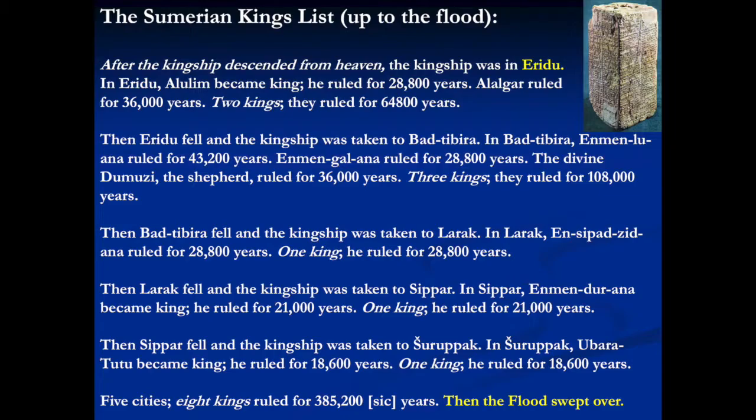All these are huge numbers, and this takes us up to 5 cities. 8 kings ruled over 385,200 years. He can't do his addition. You go and check it, you find he's way off. Then the flood swept over. The flood is historic. It's in the Sumerian Kings List, and it's in several other places. And we know when it was. We just can't get anything out of these numbers that makes sense to us.